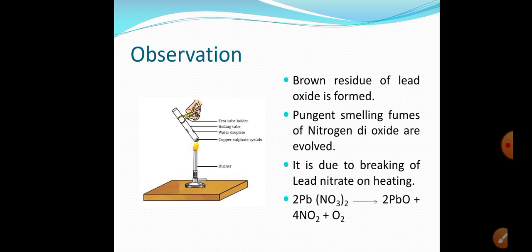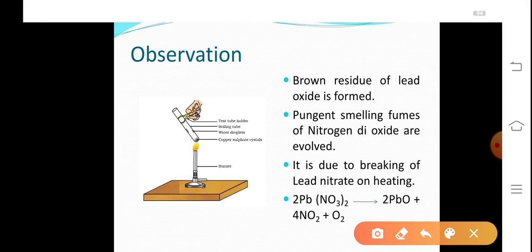Brown residue of lead oxide is formed during heating. Pungent smelling fumes of nitrogen dioxide are evolved. So here, lead nitrate, which is a reactant, is broken down into lead oxide and nitrogen dioxide. So here also, lead nitrate is broken down into 3 components. So this is an example of a decomposition reaction. Also, we observe the change in color.